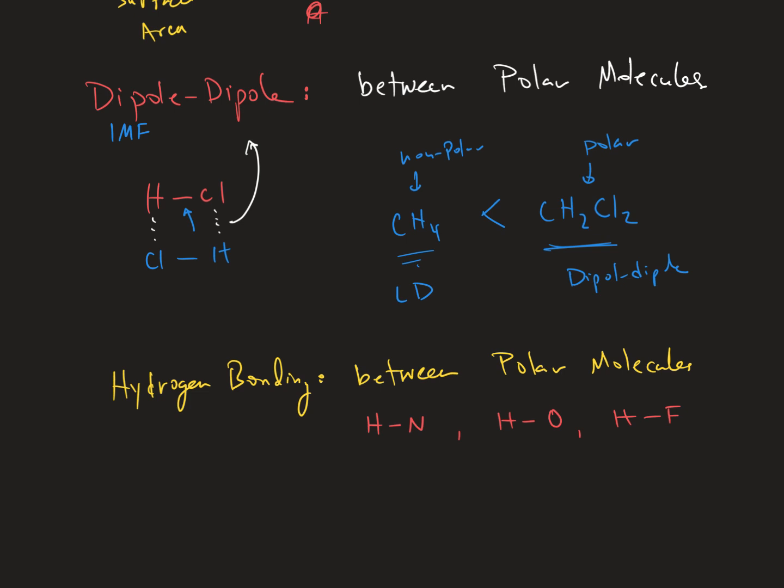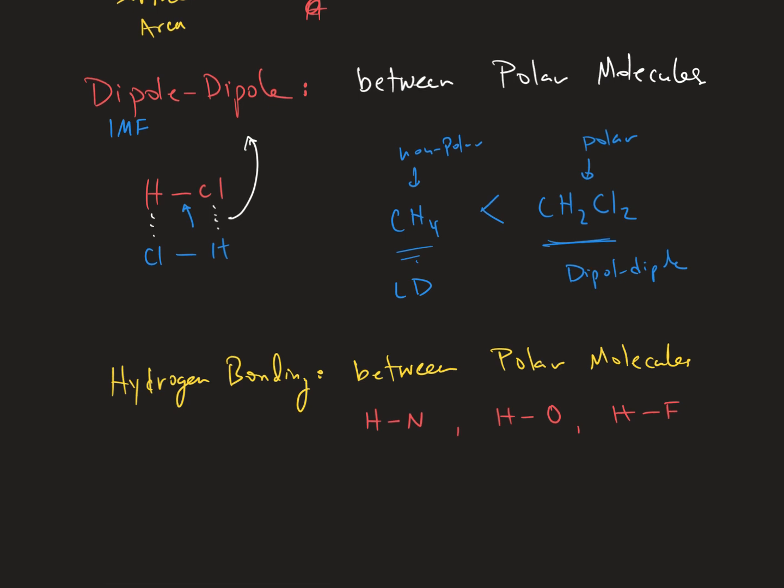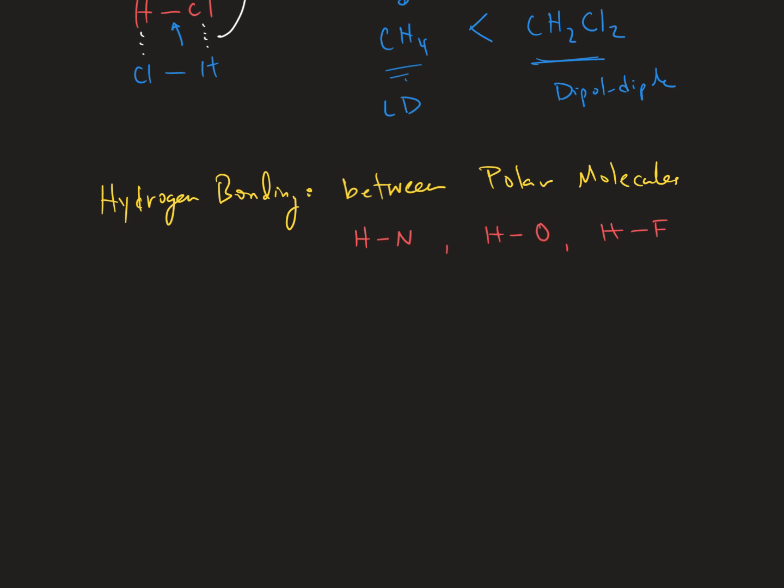If it's polar and contains hydrogen, not just contains hydrogen. Hydrogen has to be directly bonded to nitrogen, oxygen, or fluorine. Why those three? Higher electronegativity. They're the highest in electronegativity. I know chlorine has the same as nitrogen, but why do we have a special one for these? Because they're in our body. These are the intermolecular forces that hold DNA together.